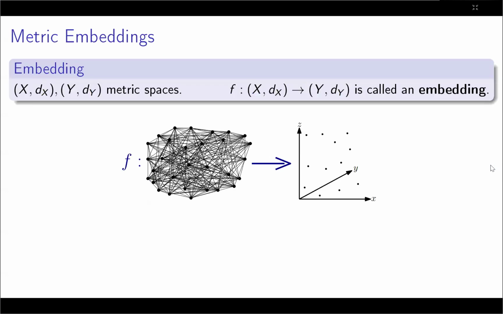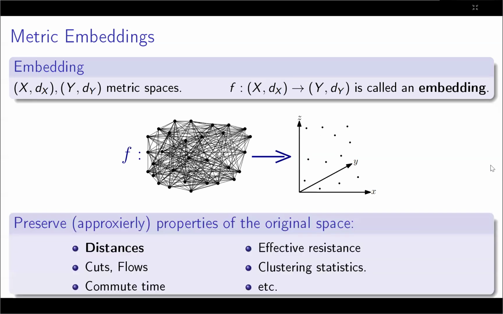So metric embedding is basically an embedding from one metric space into another. Like here we embed some complicated graph into Euclidean space, and we want to preserve some properties. You can preserve many properties. One of them is distances, but others are cuts, flows, commute time, effective resistance, other clustering statistics, and whatever you want. Today we'll focus on distances.